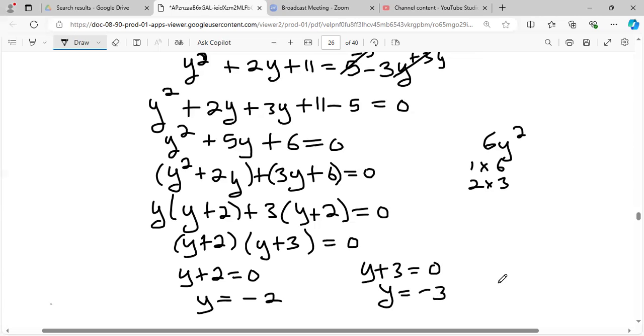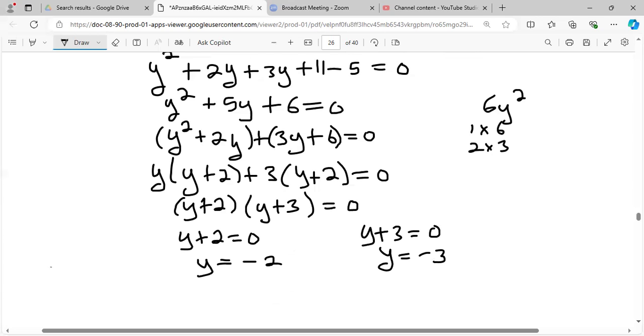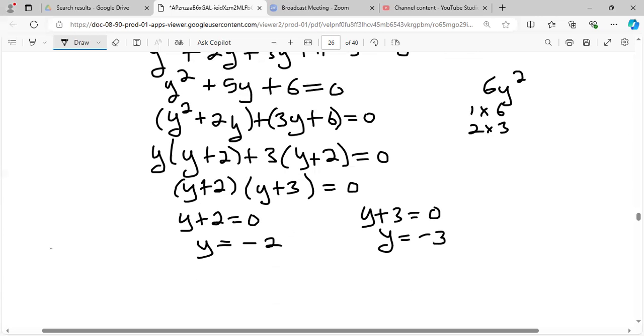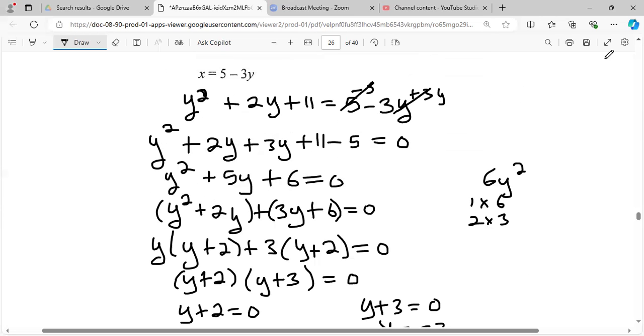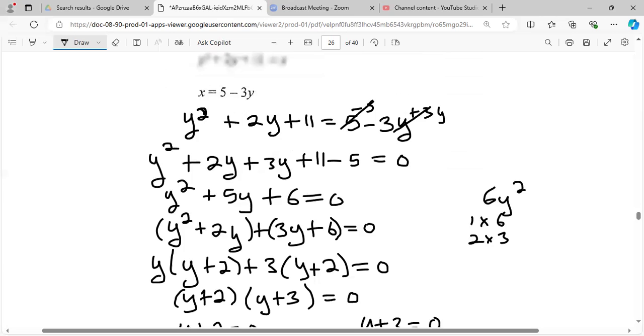Alright, so this is halfway there because we only found the values of y. So it's 2 values of y. But we need the value of x now. So what we're going to do, remember what they originally gave us. Let me just take us back up to the top. They said that all of this is equal to x, right?